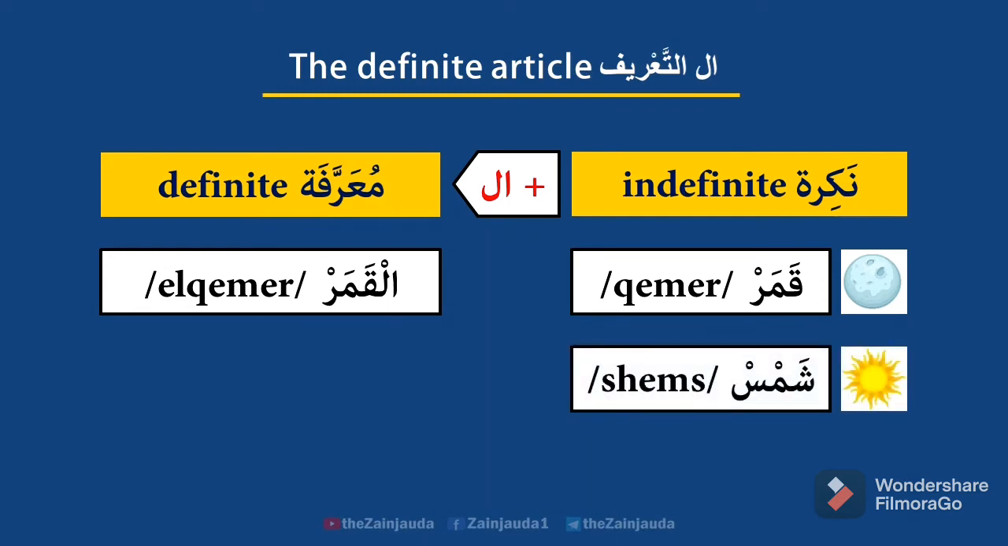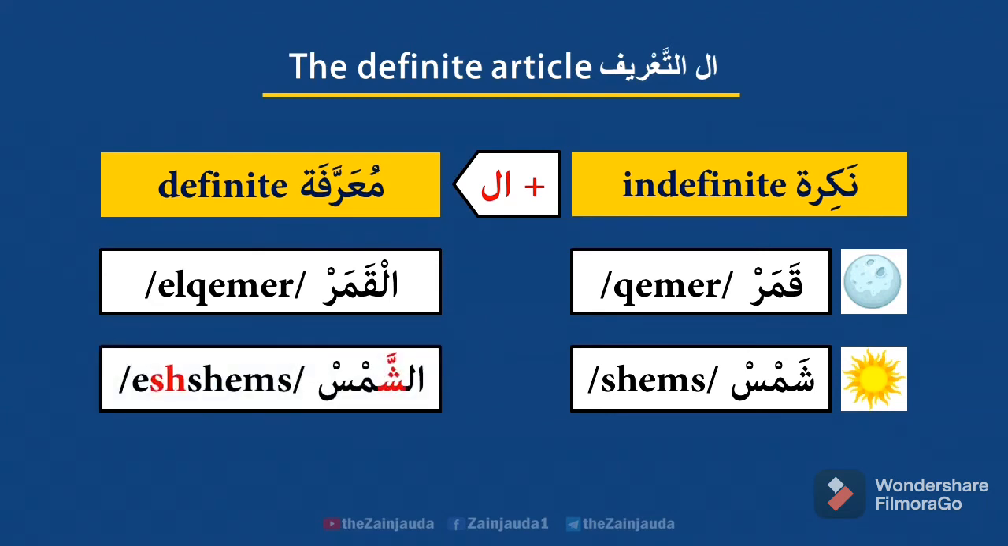Another example is shams. Shams means sun. Shams is nakira, and when we add alif and lam at the beginning of shams, it becomes ash-shams. Ash-shams. Please notice that the pronunciation of the lam in the article has changed.